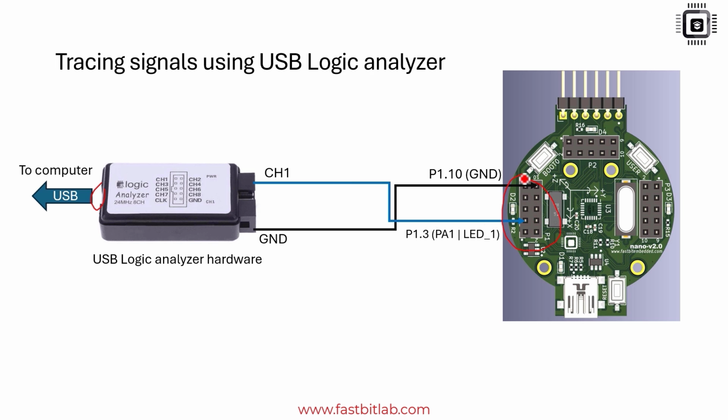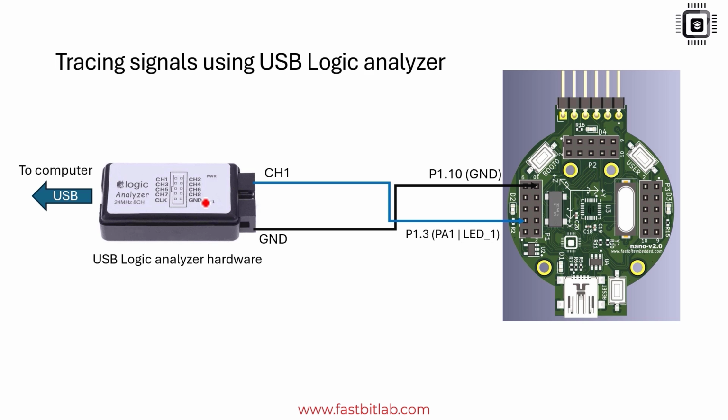So this is the P1 header of the nano board, and you connect that to the third pin of the P1 header. This is the first pin, second pin, and the third pin, which is actually LED 1. The exact microcontroller pin is PA1. So by using this channel, we can trace the activity of the GPIO pin PA1, which is connected to the LED 1. And the ground connection is very important.